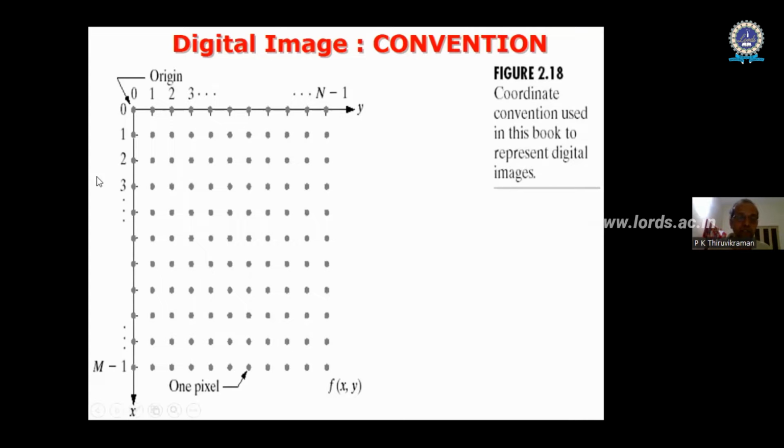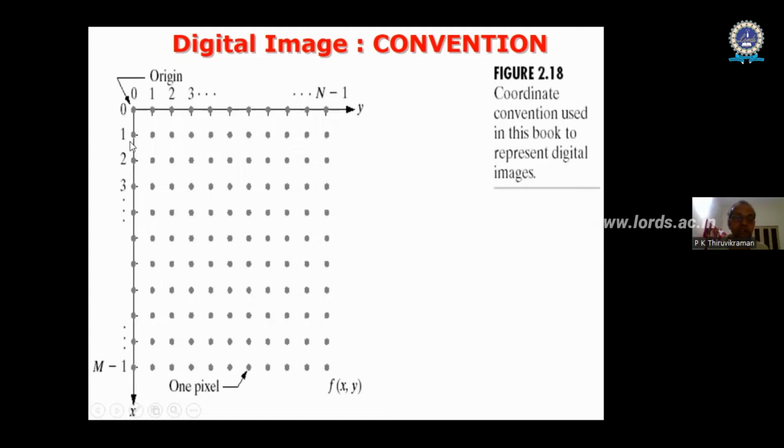Now the convention used in image processing is different from the convention used normally in mathematics. In mathematics, we take the origin at the bottom left, and then the y-axis goes upwards and the x-axis goes horizontally. But in image processing, we take the origin at the top left, as shown in the image. This is the origin, and y, of course this is just a convention, is taken along the horizontal direction, and x is taken vertically downwards.